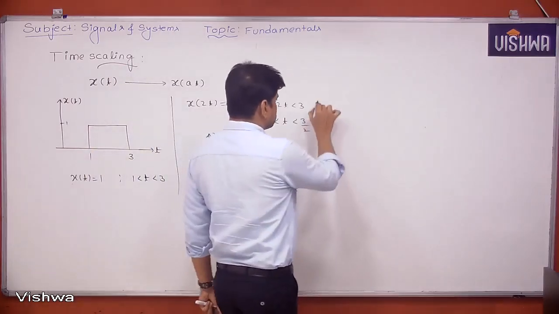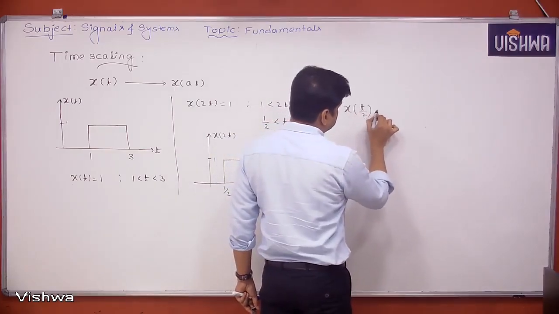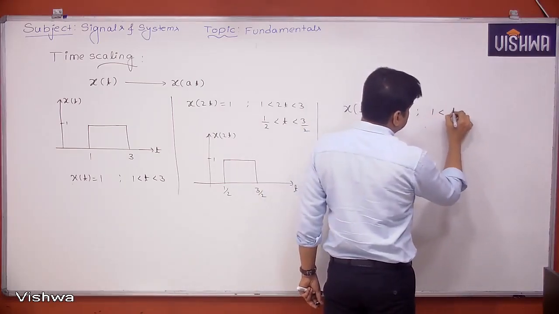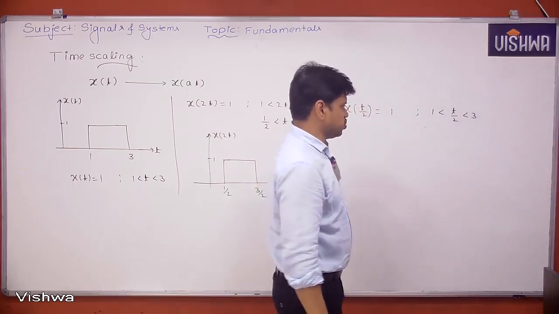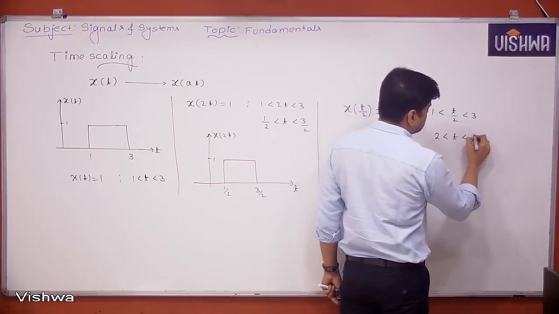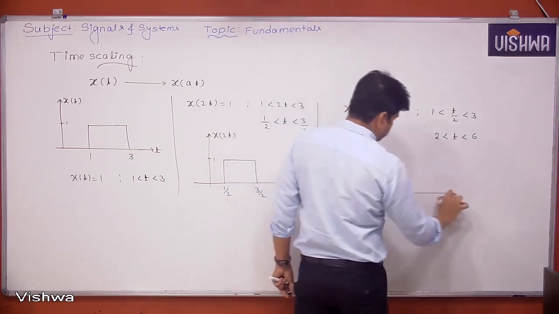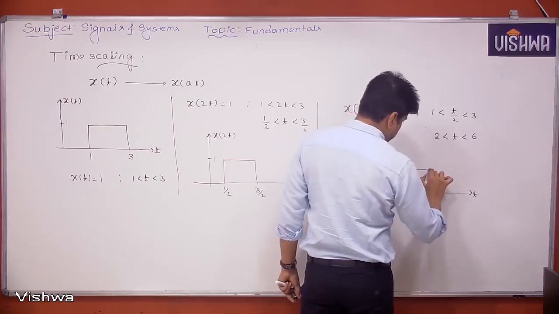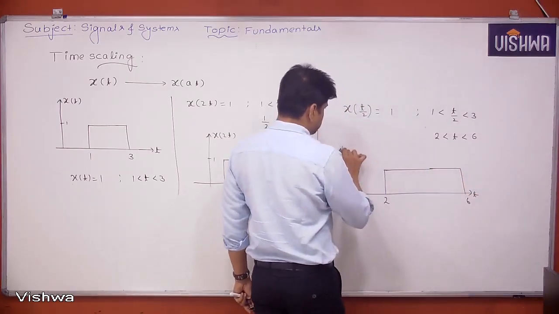Next, suppose I try to find x of t by 2. This value is equal to 1 when 1 is less than t by 2 less than 3. These are the limits of t by 2, but I want the limits of t, so it is 2 less than t less than 6. If I draw this signal, how does it look? It is existing between 2 and 6. This is x of t by 2.